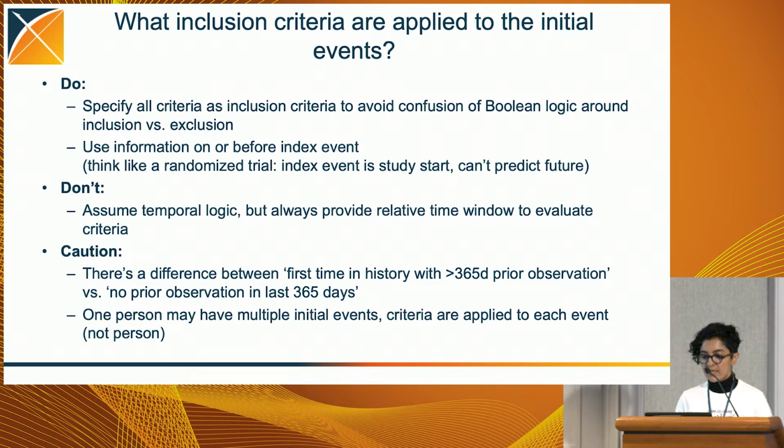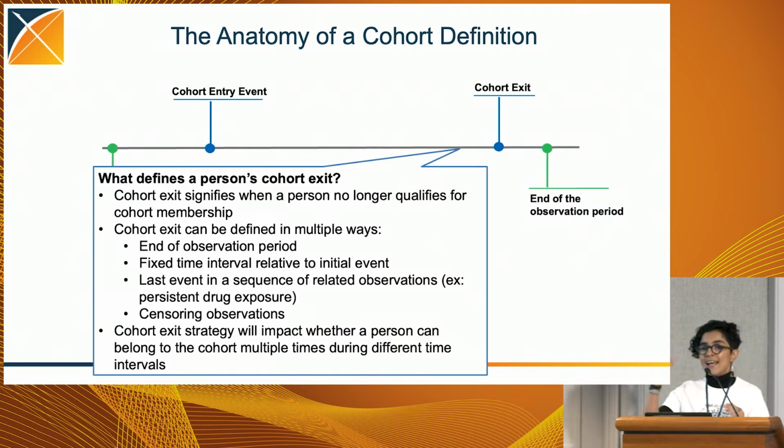And finally, you have to define your cohort exit date, right? So at what point that specific patient will no longer be qualified to be in your cohort? It can be end of an observation period. It can be a fixed time interval in a sequence of related observations. So it can be end of persistence of a drug exposure, right? So you want your patient to be in your cohort while they're on that specific drug or they're exposed to the drug, or it can be censoring observation.